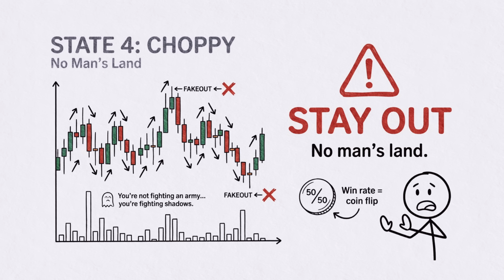Stay out. Choppy markets look like chaos. Overlapping candles, consecutive dojis, long wicks in both directions. Every breakout reverses within 1 or 2 candles. Fake outs everywhere. Volume is either dried up or completely random. In choppy conditions, neither bulls nor bears are committed. You're not fighting an army. You're fighting shadows. Your probability of being right is no better than a coin flip.